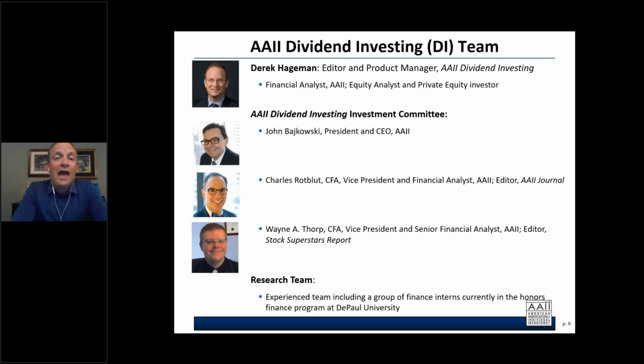Dividend investing, we have an investment committee. It's made up of the president and CEO of AAII, John. We also have Charles, who many of you probably know. He's the vice president and financial analyst at AAII. He is also the editor of the AAII Journal. Wayne Thorpe, he's also on the investment committee. He's a CFA. He wears many hats at AAII, so we're fortunate to have him as a part of the investment committee.